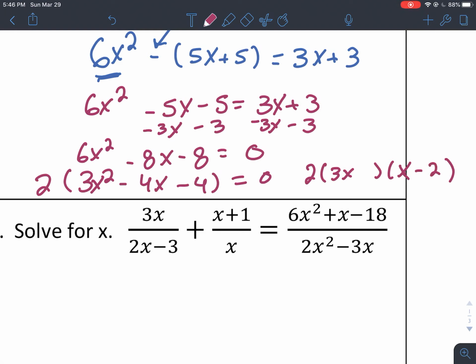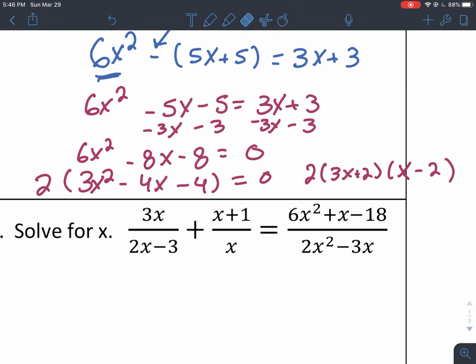Looks like -6, so minus 2 there, plus 2 here, because that would give us -6x, and this would give us positive 2x, and then 2 and -2 gives us -4. Yeah, so it looks like it works out just fine.